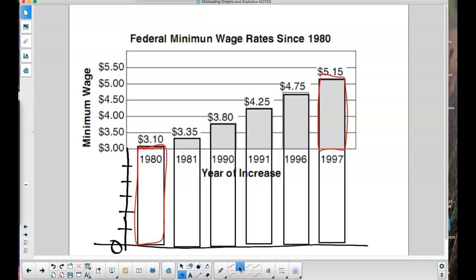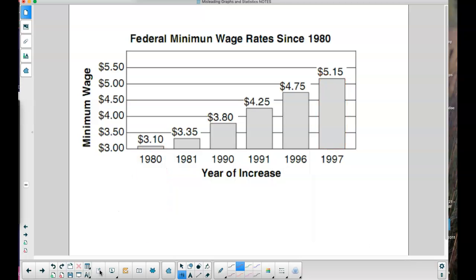Okay. What else is misleading about this? So the fact that it didn't start at 0 is misleading. What else is wrong with it? Inconsistency of the years. They left out a bunch of years. You notice that? It went 1980, 81, 90, 91, 96, 97. What about 82, 83, 84, 85, 86, 87, 88, 89? What do you think happened in those years? It didn't change. So there should be a whole bunch of bars that are the same height. You can't just leave them out. Okay? This makes it look like over the years that it has been a pretty steady increase.